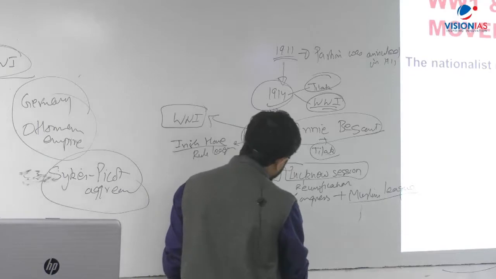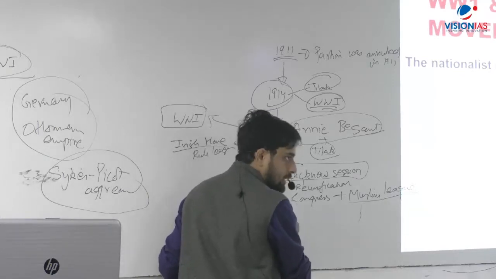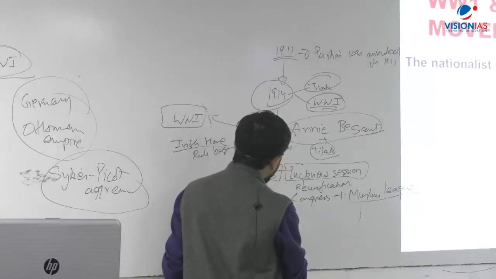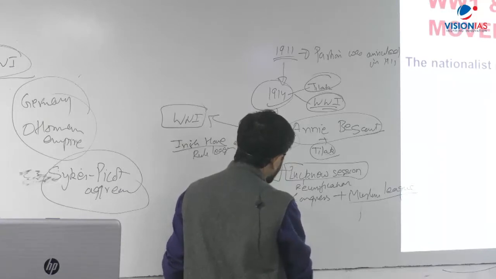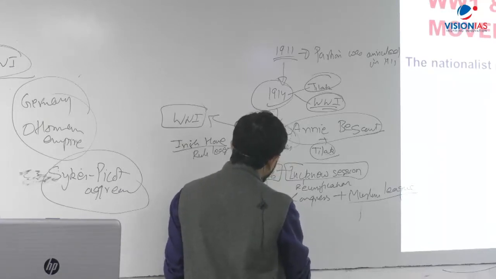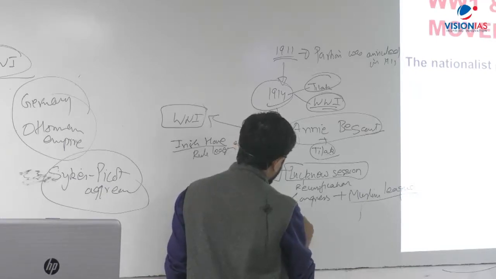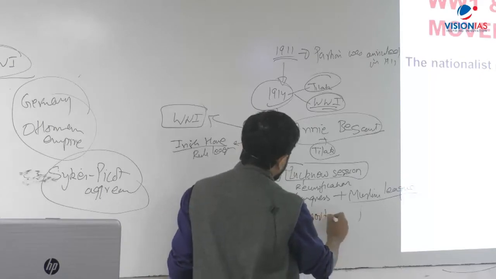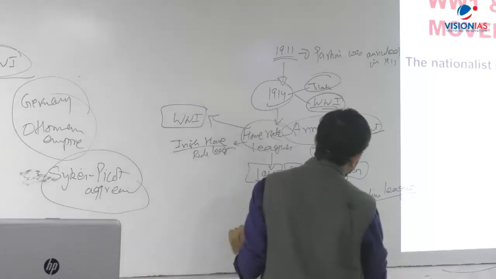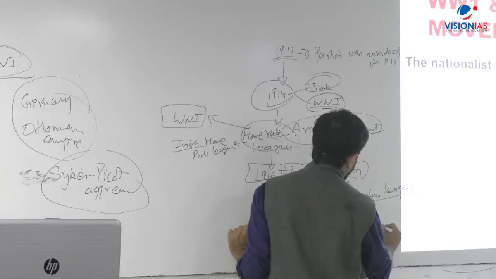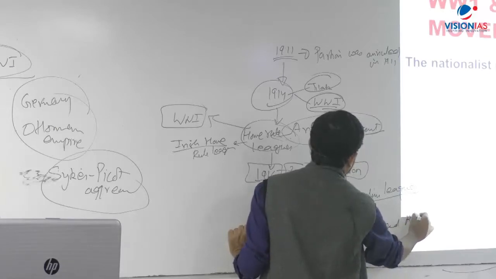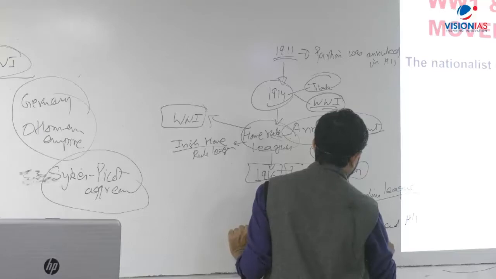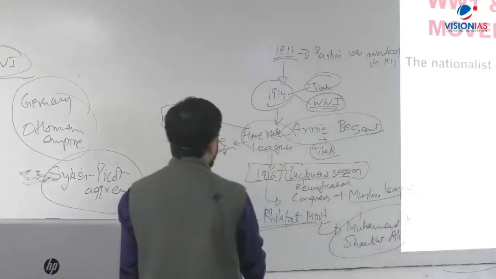And primarily against this partition of Turkey or the Ottoman Empire, which was actually going to remove the Khalifa, the important leaders also launched the Khilafat movement. The Khilafat movement was launched primarily by Muhammad Ali and Shaukat Ali in 1917.